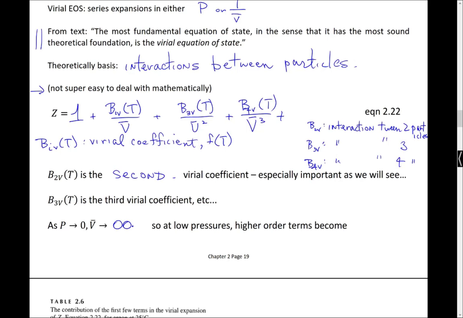Right? So what we can say is that at low pressures, these terms will tend to dominate. These upper terms are going to be less significant. We agree with that? Okay? All right. So at low pressures, higher order terms become less important.